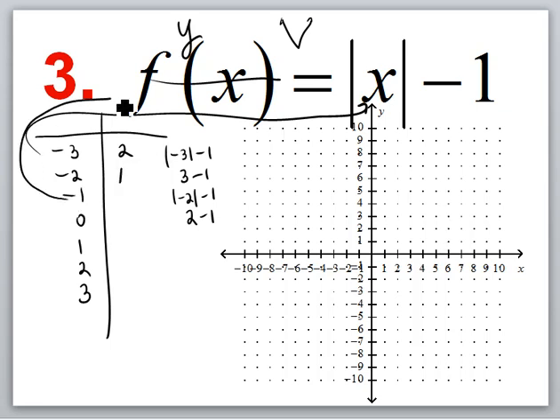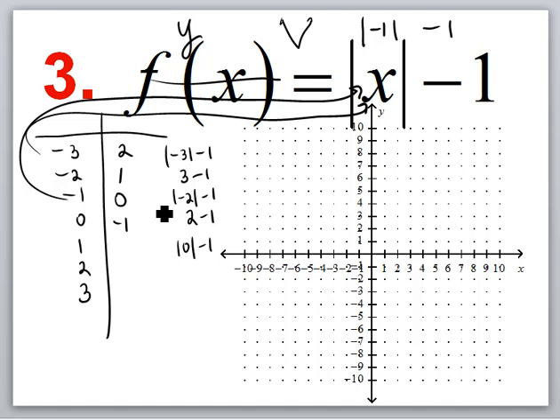Now, just so that everybody makes sure that you know what I'm doing, I'm plugging that in for x, so I'm saying really, what's the absolute value of -1? Minus 1. Well, this is 1. 1 minus 1 is 0. And then I'm going to plug in 0. So the absolute value of 0 minus 1. 0 minus 1 is -1.